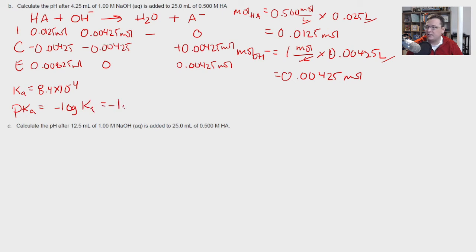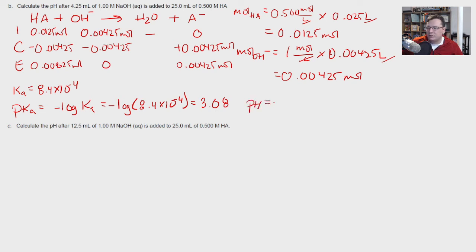So if we take the negative log of 8.4 times 10 to the negative 4, we get 3.08. That is the pKa in this case. So we have the pKa, and now we plug that into the Henderson-Hasselbalch equation, right?